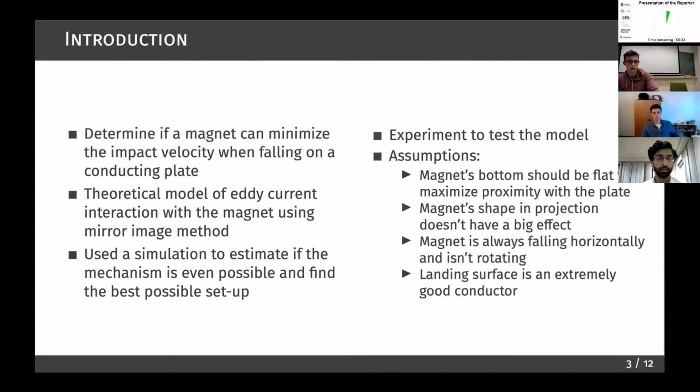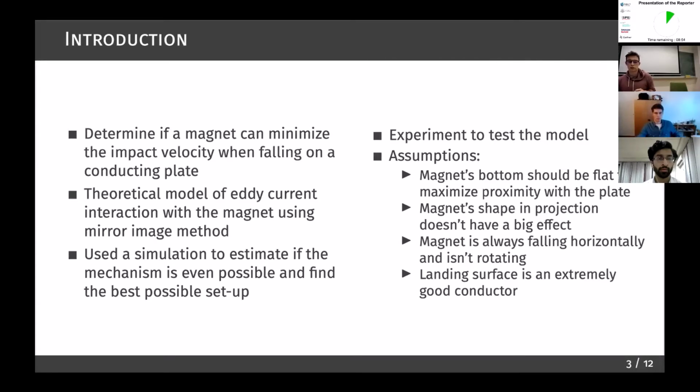So in our solution, we try to determine if a magnet can minimize the impact the magnet itself experiences when falling on a conducting plane. We devised a theoretical model based on eddy current interaction with the magnet using a method of mirror images, and we used it to test our question. We used the model for a simulation to estimate if the mechanism is possible, to optimize it, and find the best possible setup. We conducted a small experiment to test our model.